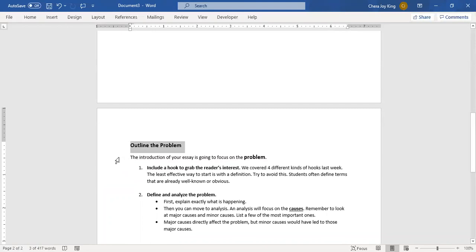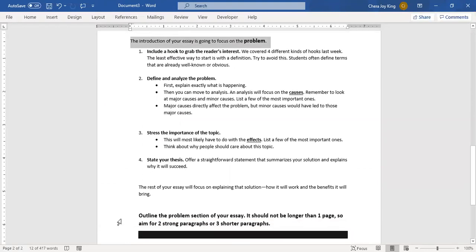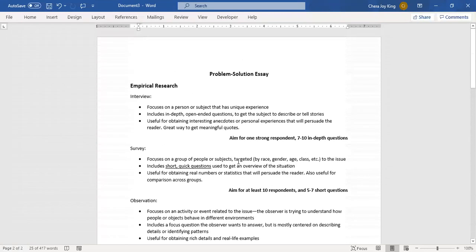The second thing I want to talk about is the outline. We're just going to do the outline for the problem section for the beginning of the problem solution essay. There's a few things to cover, and then tonight you will outline those first 2 or 3 paragraphs. That will be due tomorrow. Okay, so let's get started.